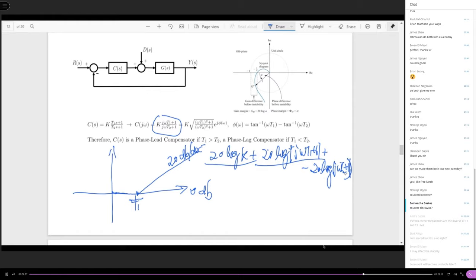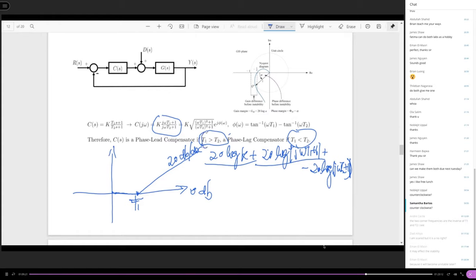Same thing for the 20 log of j omega T2 plus 1. But this time, this is negative, because it is in the denominator, first order. When you do the approximation, there's a good question: whether T1 is larger than T2 or T1 is less than T2. You know why? Because in the two different situations, the corner frequencies order is different. That makes a big difference.